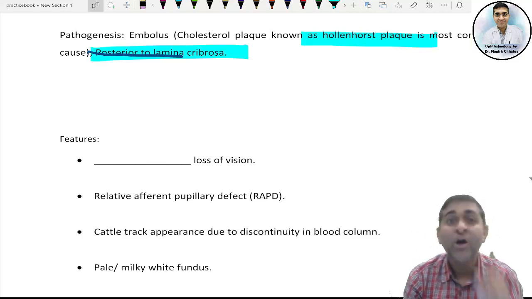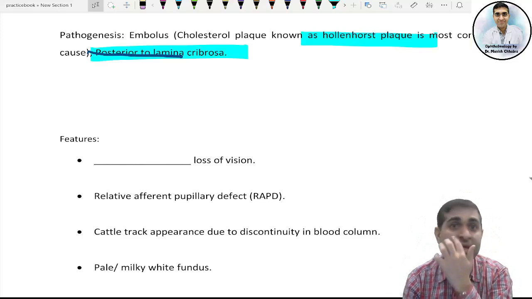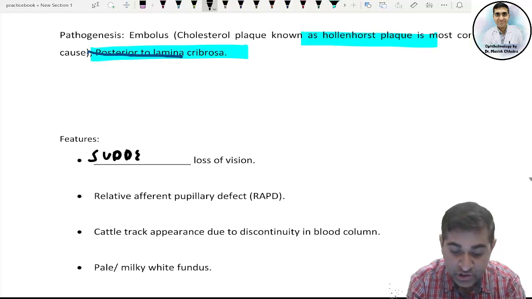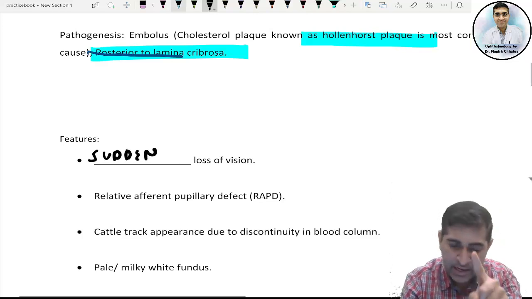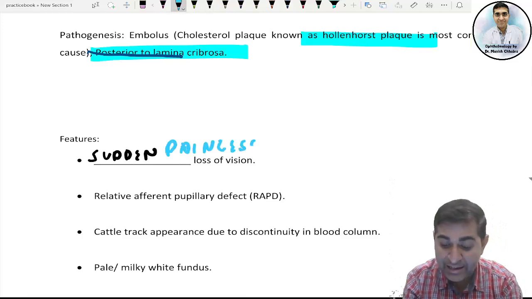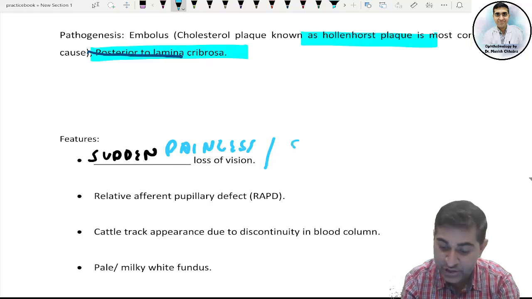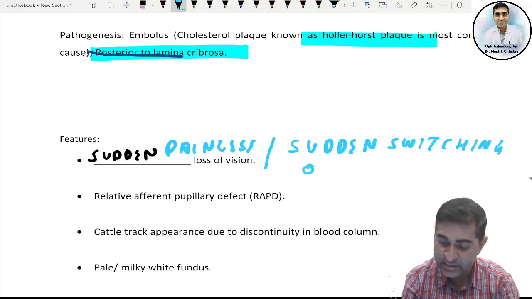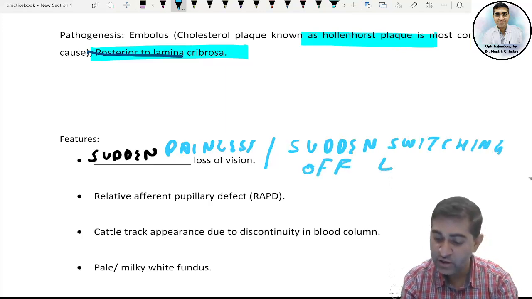Yes, of course, because I always say that retina does not have pain fibers, so first and foremost it will be sudden, painful or painless, I want all of you to actively participate. It will be sudden painless loss of vision and the patient will give you a history of sudden switching off of light. Did you understand? Yes, sudden switching off of light.